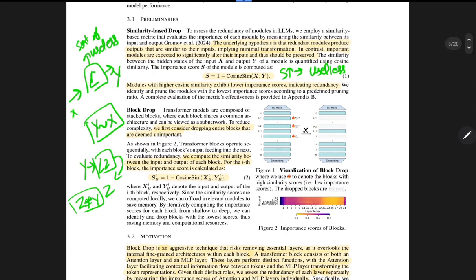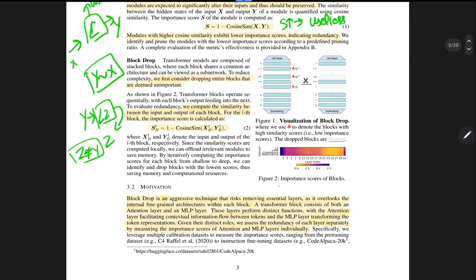That's it. So for block drop, we first consider dropping entire blocks that are deemed unimportant. A similar thing they are doing: we compute the similarity between input and output for each block, and for the Lth block the importance score is calculated as 1 minus the cosine similarity of the block's input X and output Y. Obviously the input and output of each block take the place here. The higher the similarity, the more we are going to drop that block, right? They have also shown the importance of these blocks.